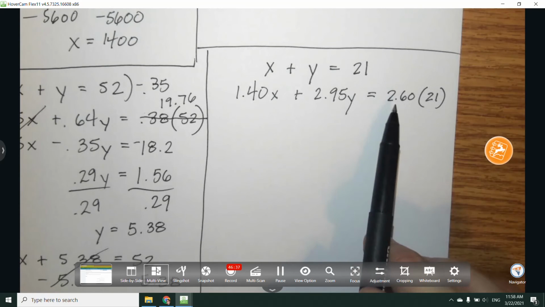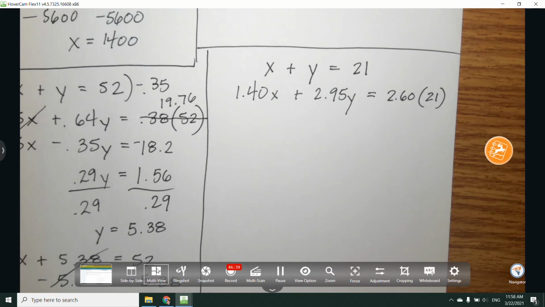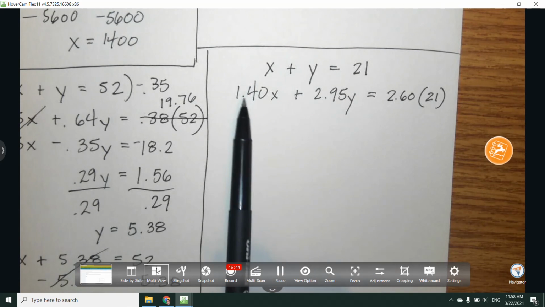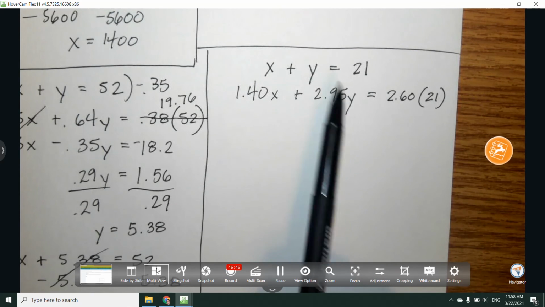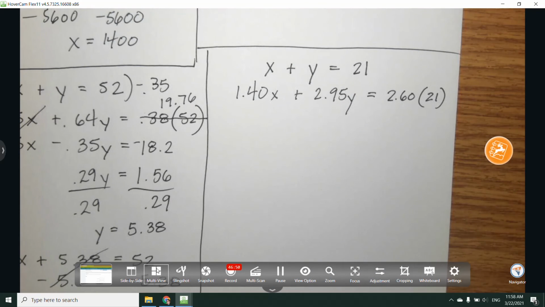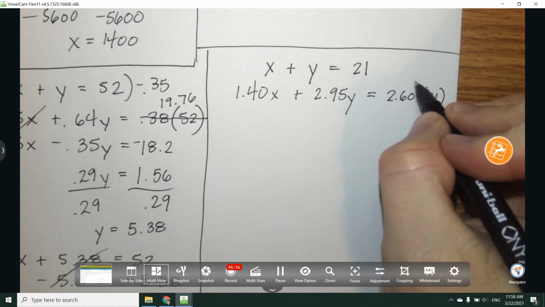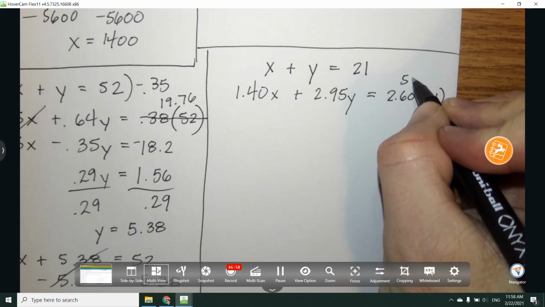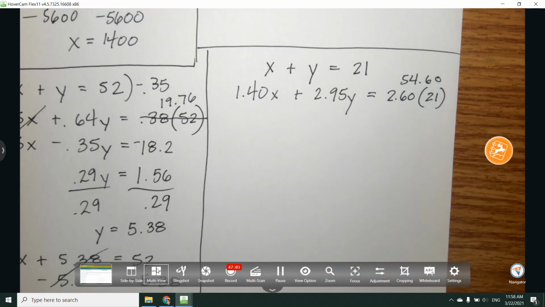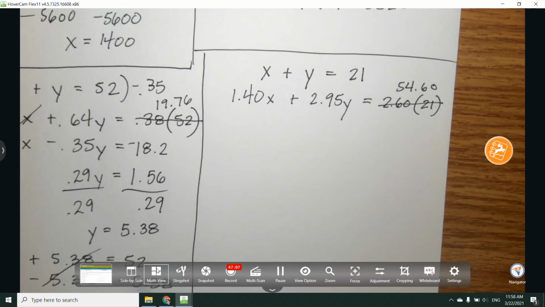Let's go ahead and multiply this 2.60 by these 21 pounds. Remember, this is our pounds added together. That's 21. This is the price per pound. And then that's together. So this 2.60 times this 21 is going to be 54.60 here. So that's what we're going to use in place of this.